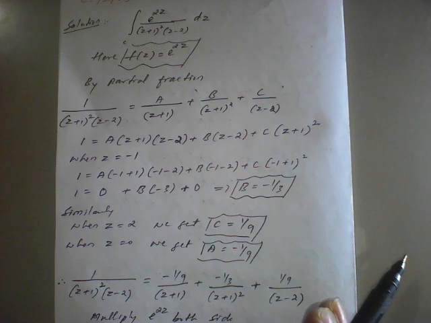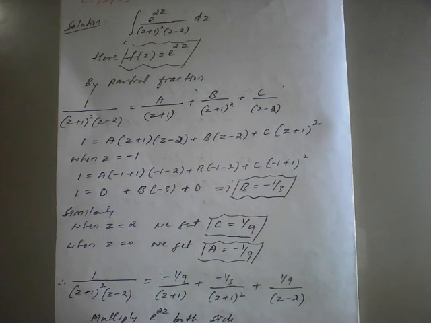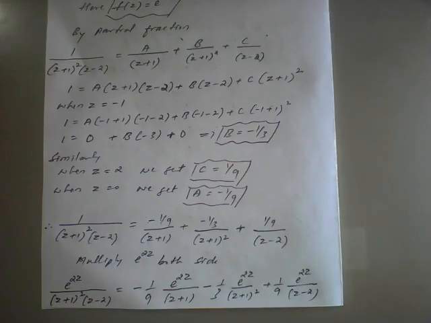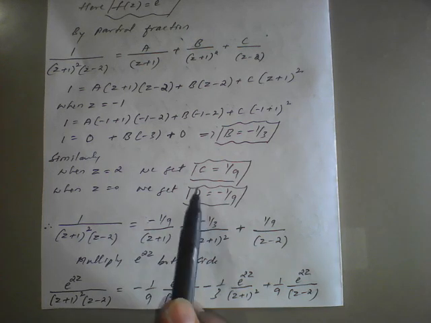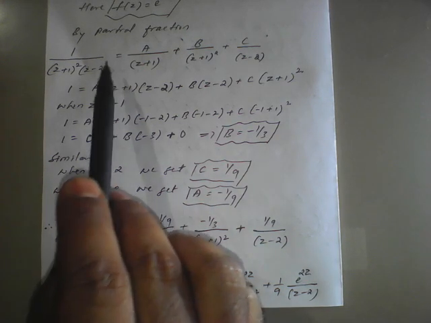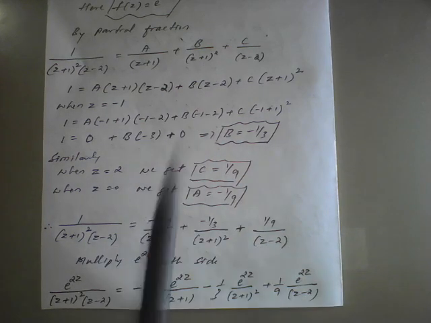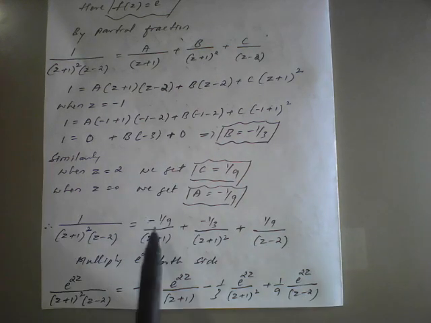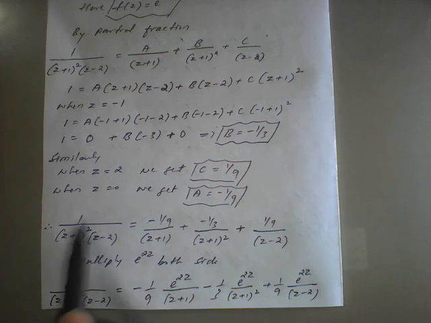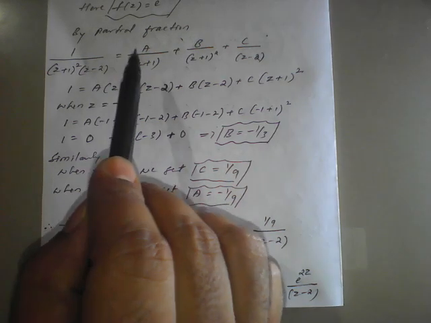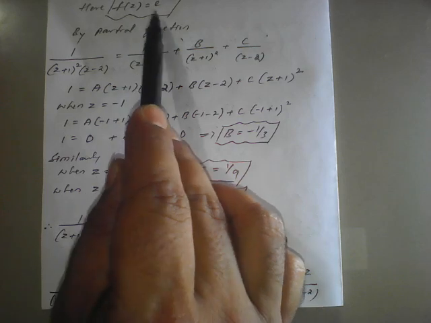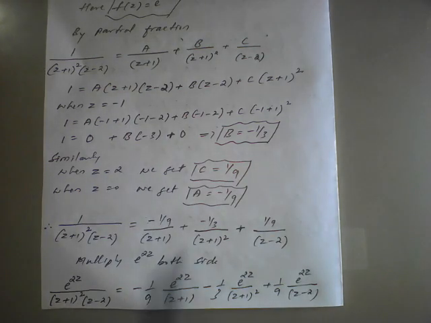So therefore, apply the values of a, b, c in the given partial fraction form we have prepared. The left hand side as it is, on the right hand side you substitute the a, b, c values and rearrange. Before rearranging, multiply e raised to 2z on both sides. Because the given function f of z we have chosen is e raised to 2z, we need to multiply both sides.